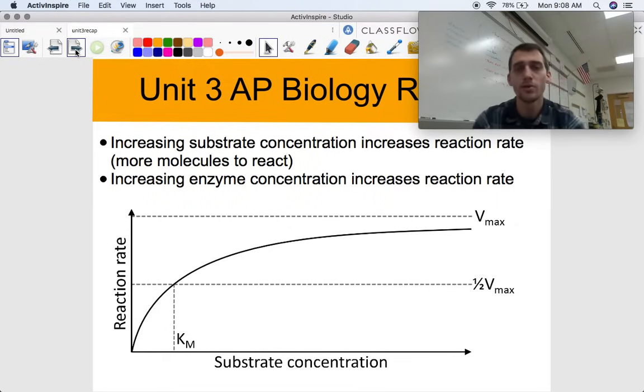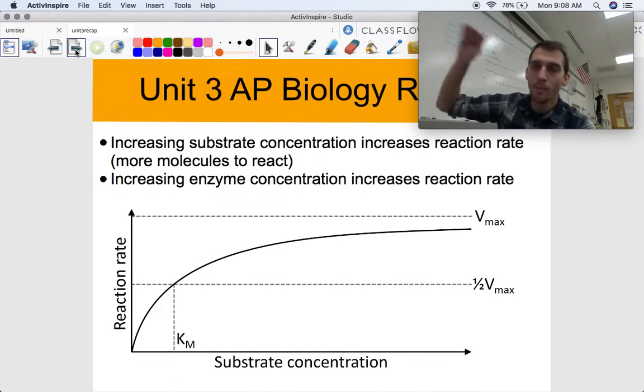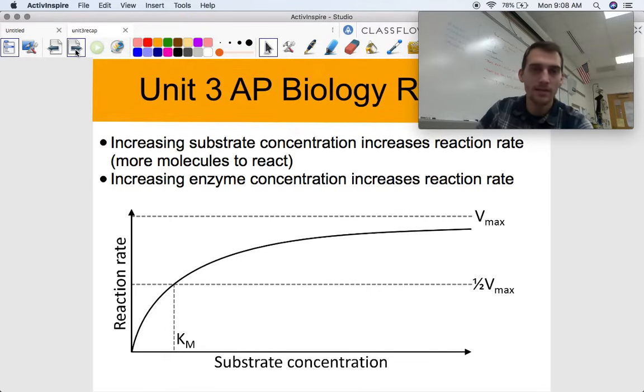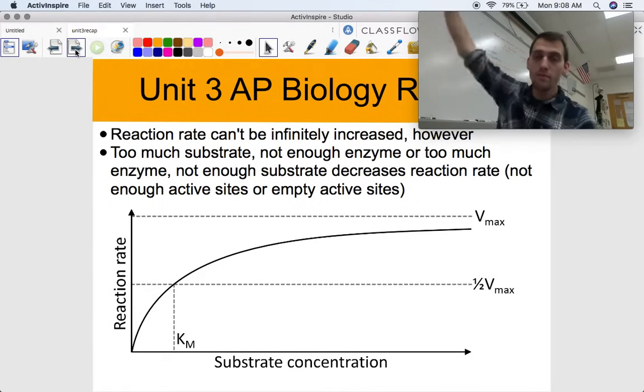Okay, increasing substrate concentration increases reaction rate. If there's more substrate for the enzymes to react with, then the reaction rate is going to increase up to a point. It's not going to go infinitely faster the more substrate you add. Increasing enzyme concentration also increases reaction rate. Therefore, if you add more enzymes, it's going to go even faster. But again, reaction rate is limited. It's called Vmax. You don't really need to know that unless you're in college chemistry, or biochemistry, I should say. But Vmax is basically the maximum rate of reaction. Okay, and you can't just go forever.